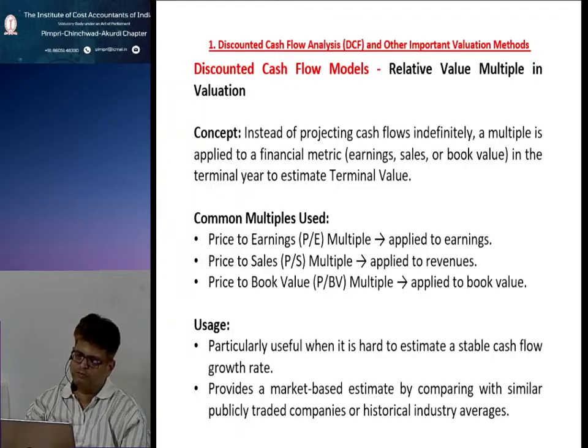Usage: this relative value multiple is particularly useful when it is hard to estimate a stable cash flow growth rate. And secondly, it provides a market-based estimate by comparing with similar publicly traded companies or historical industry averages.